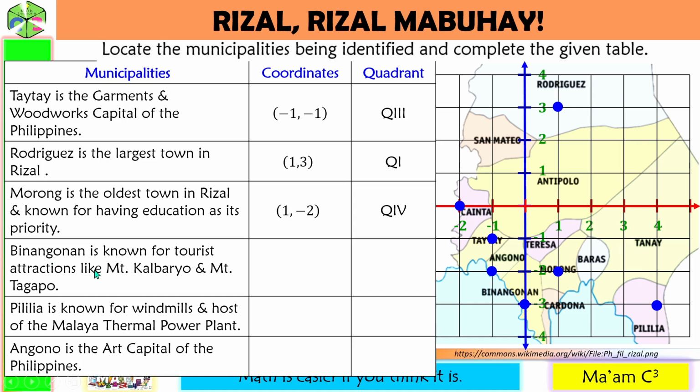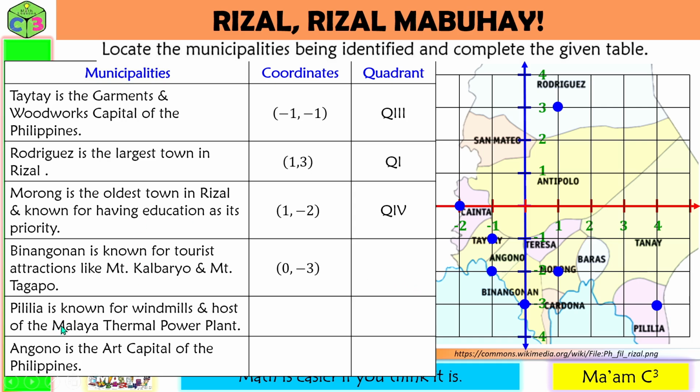Let's have Binangonan, known for some tourist attractions like Mount Calvario and Mount Tagapo. Where is Binangonan? It's here, Binangonan. So from the origin, we don't need to move on the x-axis. So our x is 0. And then we have to go down 1, 2, 3. 3 units going down, that is negative 3. Binangonan is at 0, negative 3. Now, what would be the quadrant? The point lies on the y-axis. So it is not located in any of the 4 quadrants. We will not write anything on the quadrant.